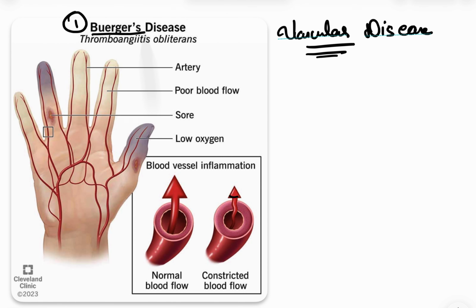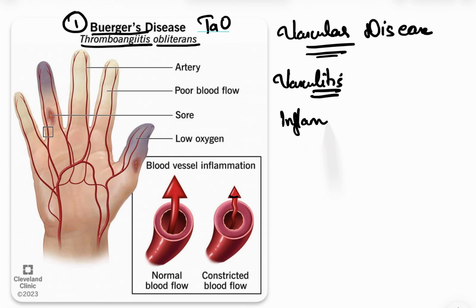Buergers disease is also known as TAO or thromboangiitis obliterans. This is caused because of vasculitis. What does itis mean? Itis means inflammation. So if the patient has any inflammation of the blood vessels, it results in Buergers disease.